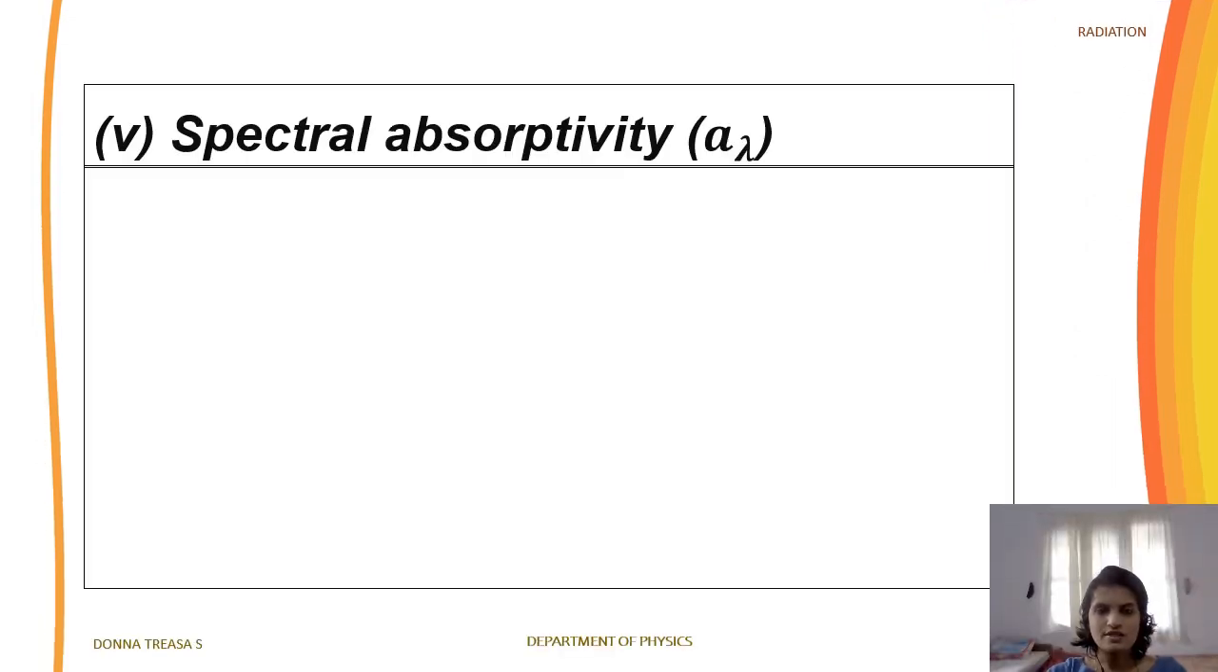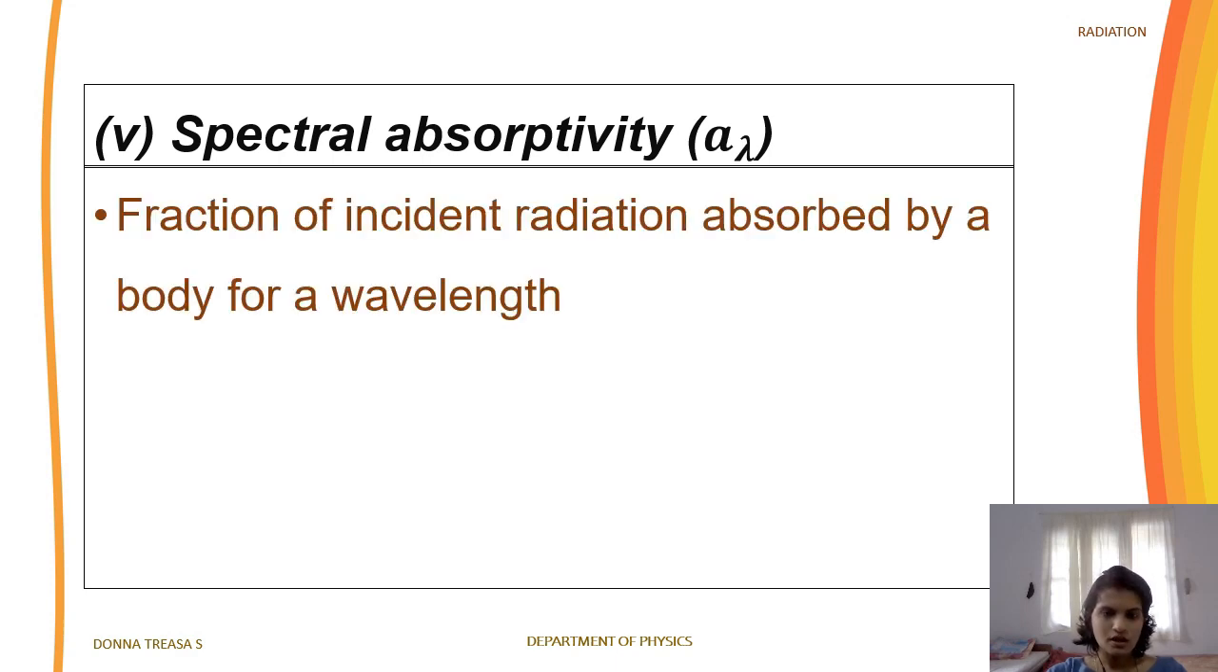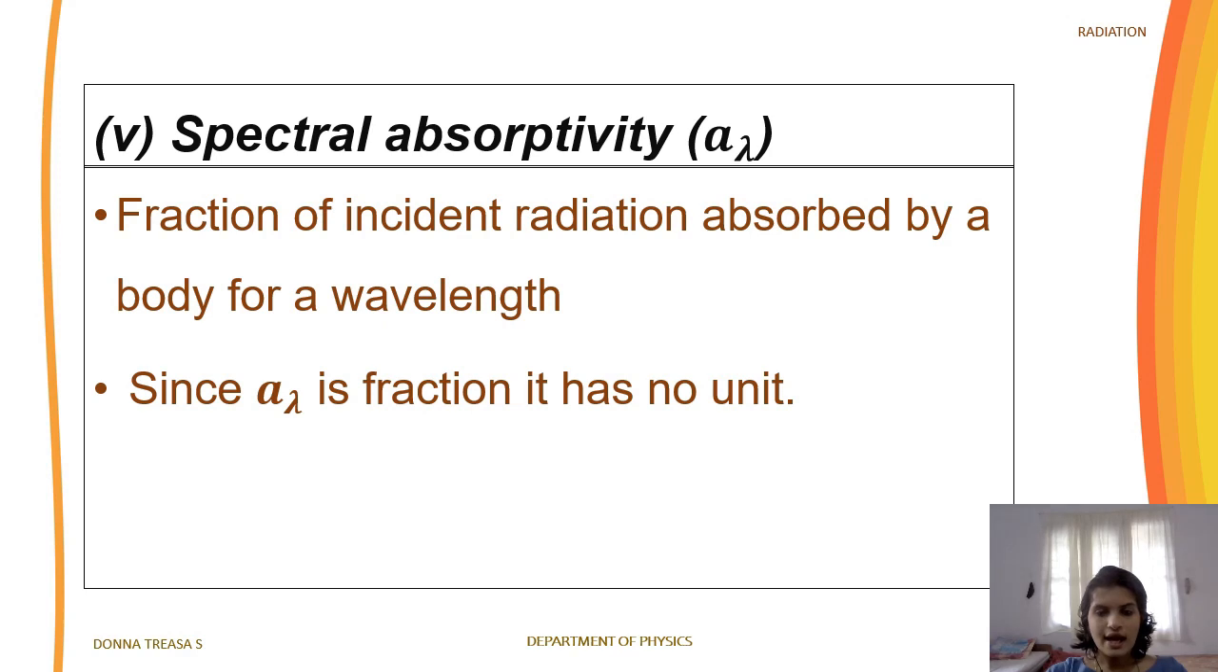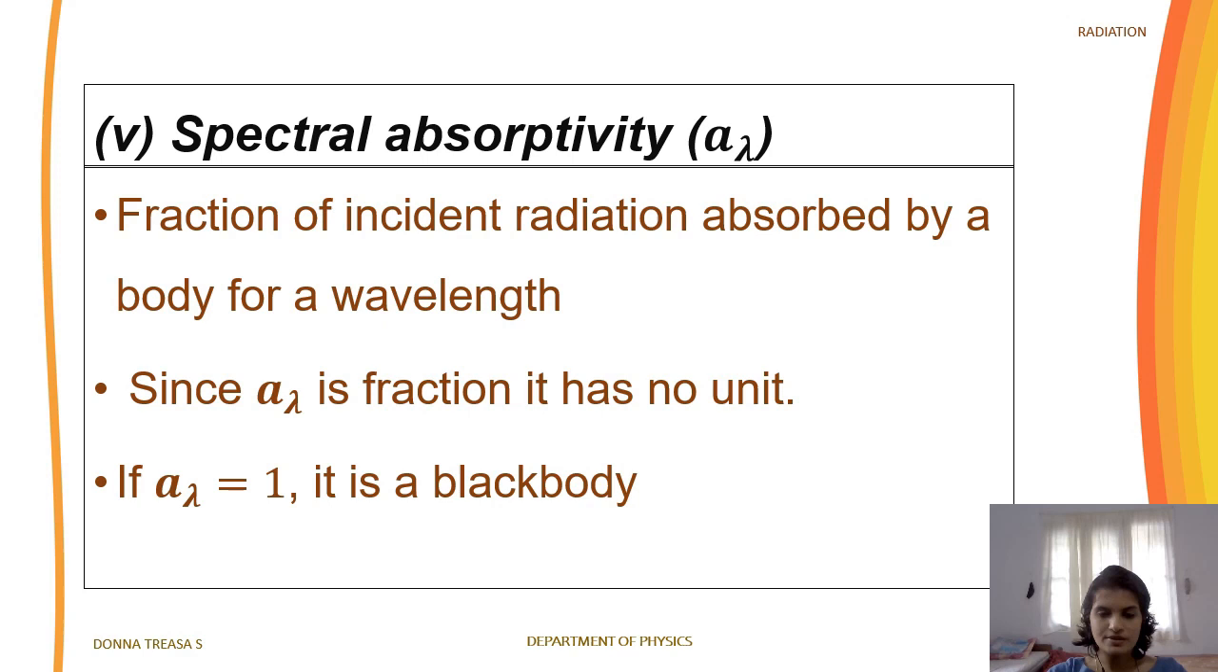Now the fifth one is spectral absorptivity. So far we have been seeing thermal radiation emission, and now we are going to see a term which is related to absorption. It is defined as the fraction of incident radiation absorbed by a body for a wavelength. Since A lambda is a fraction, it has no unit, just like refractive index. If A lambda equals 1, it is a black body. We'll be seeing what a black body is in the upcoming slide.